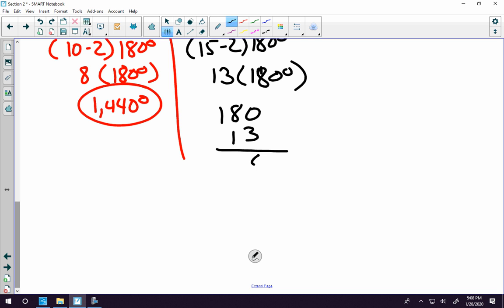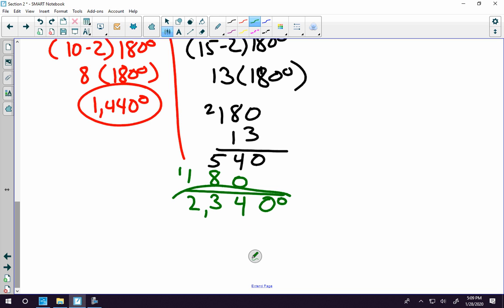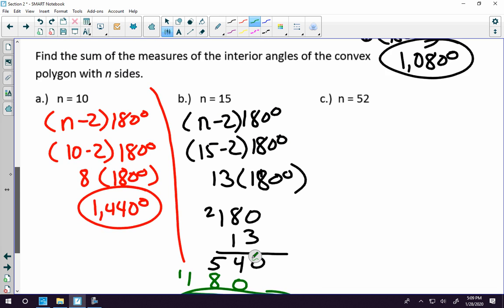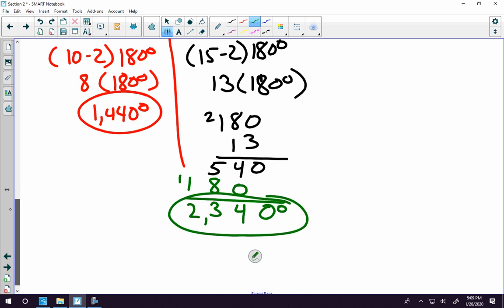Okay, 3 times 0 is 0. 3 times 8 is 24. Carry the 2. 3 times 1 is 3 plus 2 is 5. Okay, 1 times 0 is 0. 8 times 1 is 8. 1 times 1, 1. Adding down vertically, 0. 4 plus 0 is 4. 8 plus 5 is 13. Carry the 1, 2. So the sum of the interior angles in a 15-gon is 2,340 degrees. Okay, if you want to do part C on your own, you can.